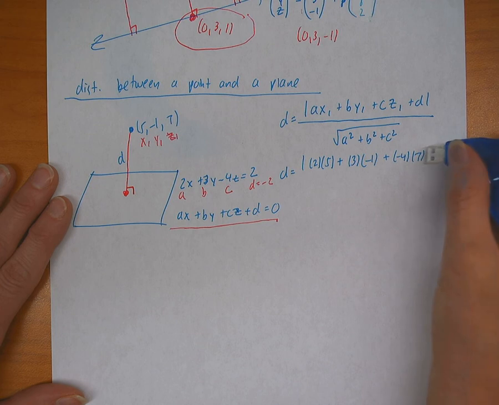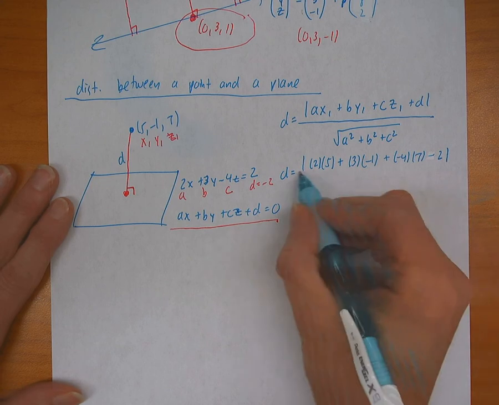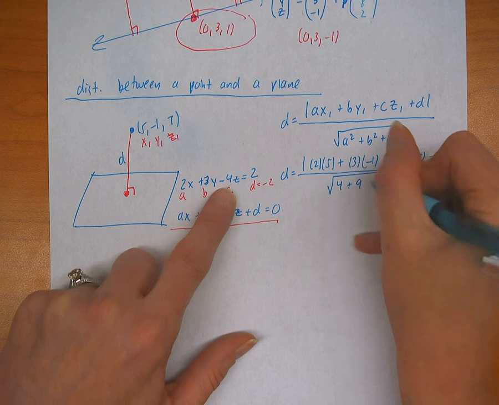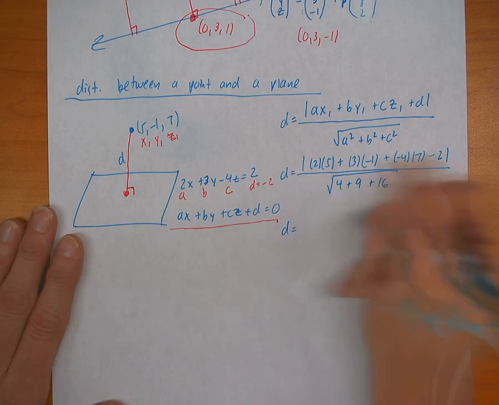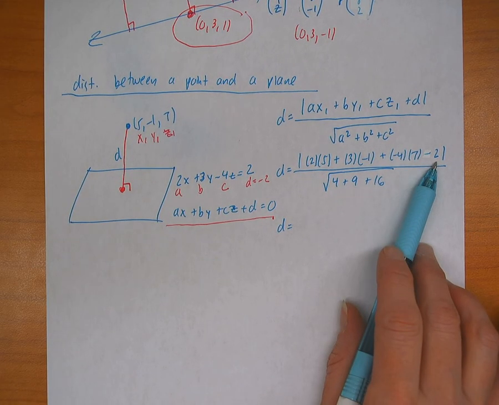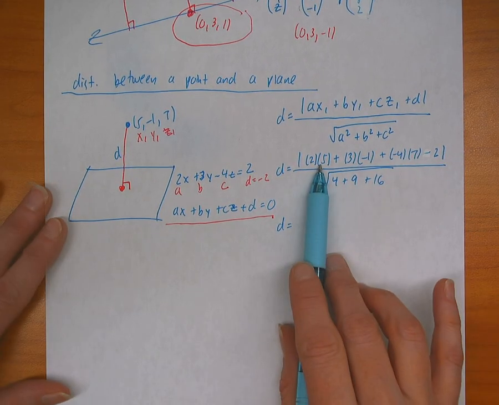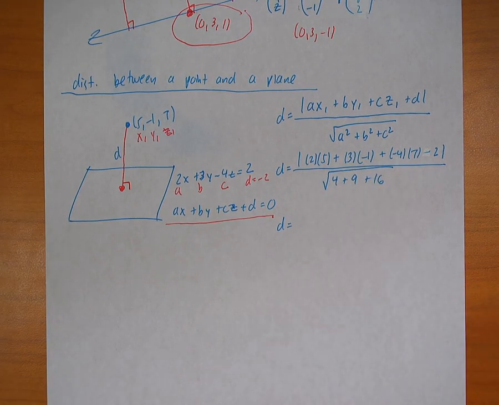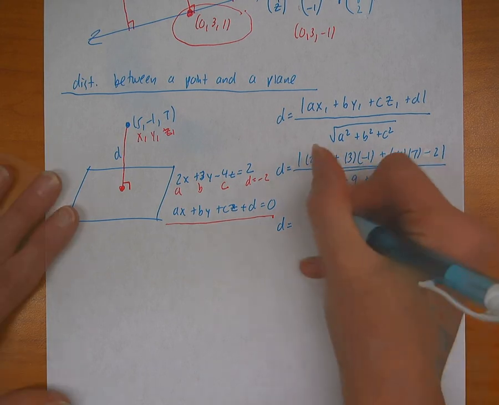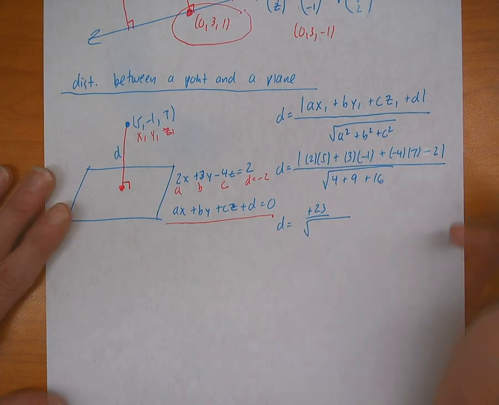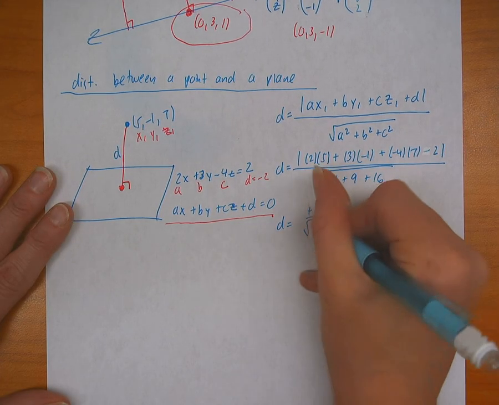And this should be minus 2. Okay. And then divide by the square root of 4 plus 9 plus 16. So this is the absolute value of the dot product minus the D value. It's kind of weird in there. So we get 10. Now we're down to 7. 7 minus 28, go. Negative 21 minus 2. So we're negative 23, but we're taking the absolute value of that. So positive 23 divided by rad 29.